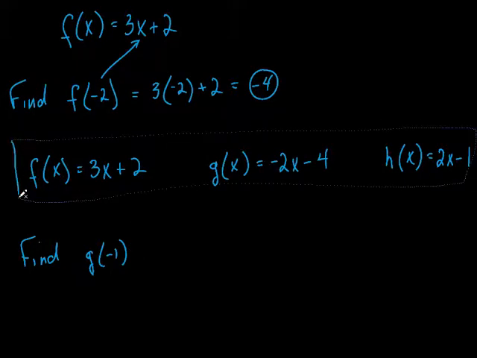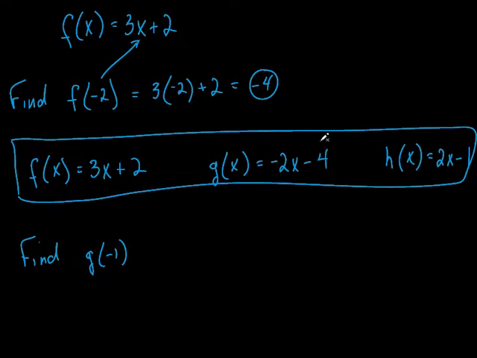They're 3 separate functions. They really don't even relate to each other at all. Okay, they're 3 completely different functions. If it says find g of negative 1, where are we going to stick negative 1? Are we going to put it in for this one, or this one? What do you think? The middle one, the g function, right?